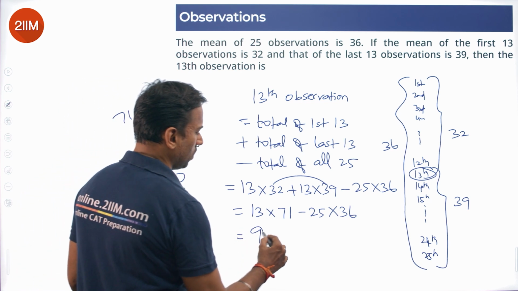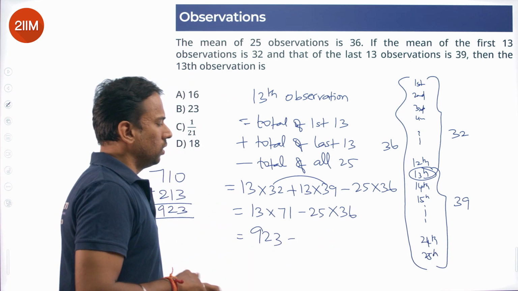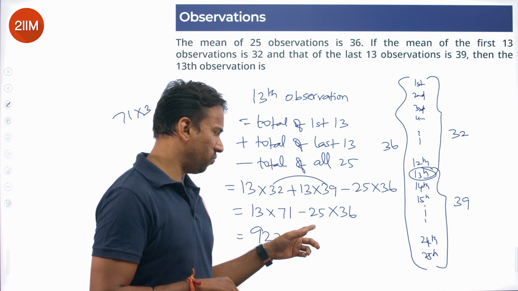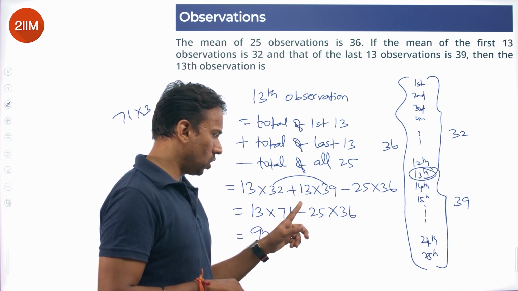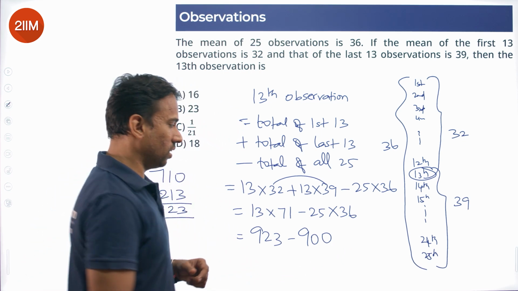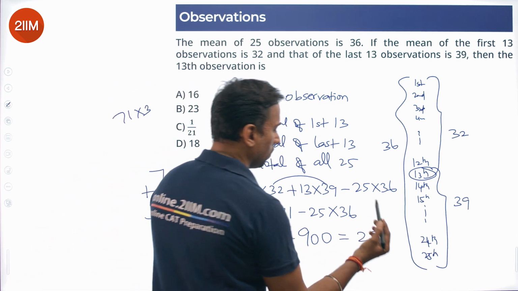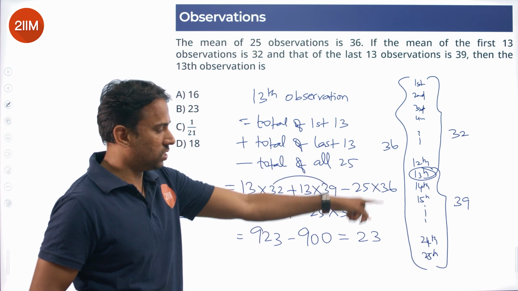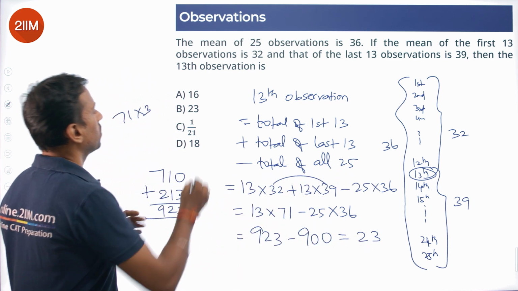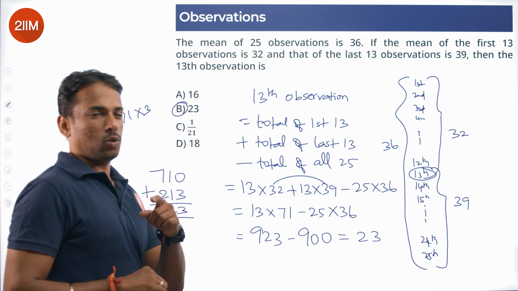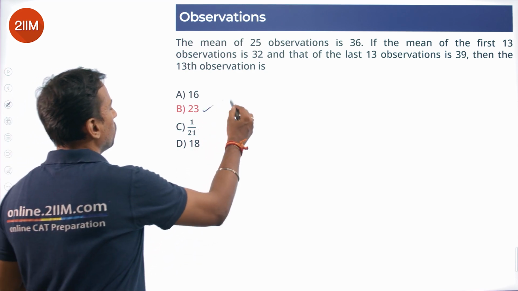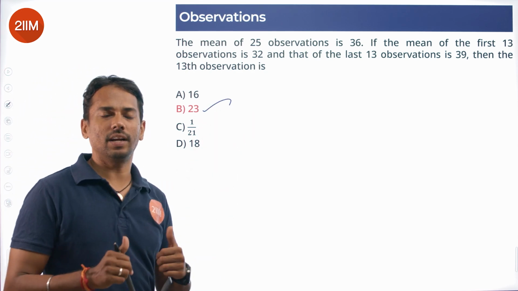923. So 923 minus this, 25 into 36, is 900, because 25 into 36 is 100 into 9. So 923 minus 900 is finally 23. That means this 13th observation is 23. That is 23, Option B. 23 should be the right answer. We'll quickly check this. Yes, we are right. Option B, 23 is the right answer.